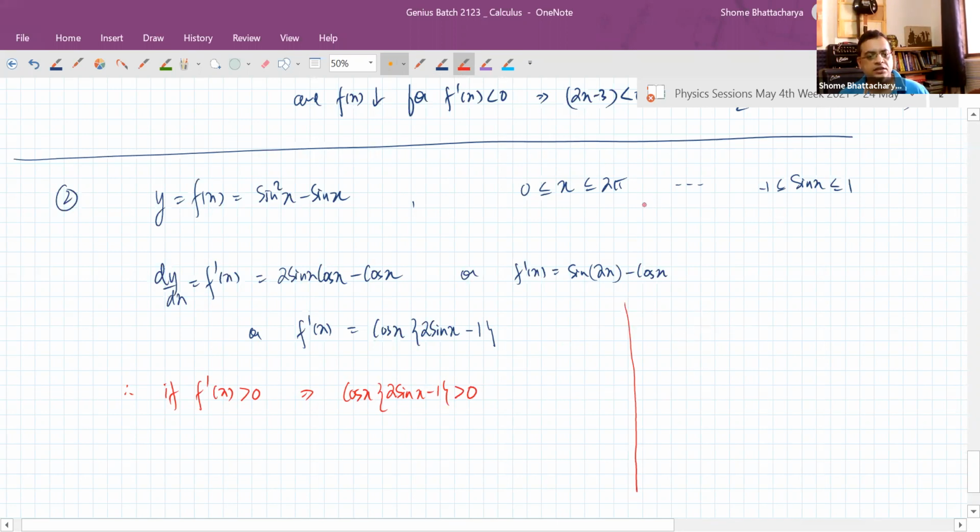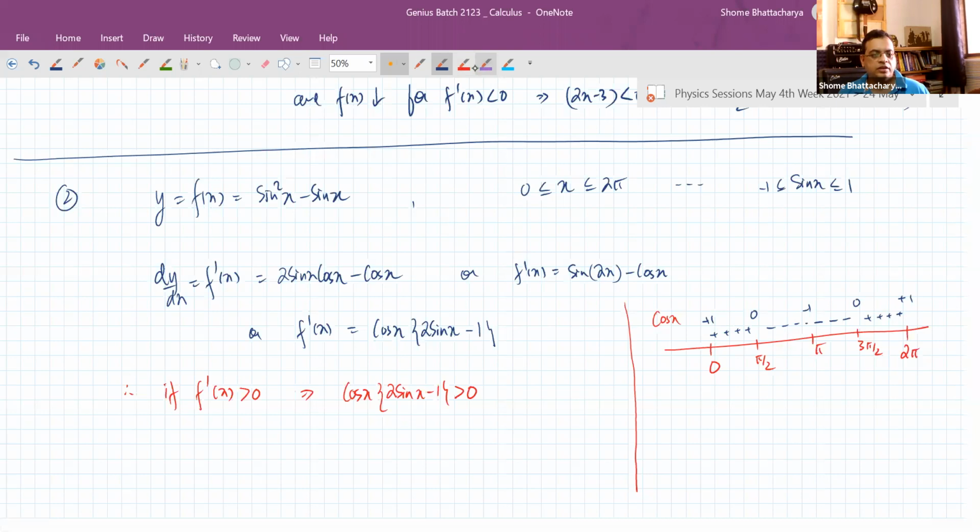So cos x is varying with respect to x in this domain. If you look at cos x from 0 to 2 pi, we know that cos x is what? It is plus 1 here, it is 0 here, it is minus 1 here, it is 0 again here, it is again plus 1. So in between, it has positive values here, then it has negative values all the way here, and again it has positive values. Okay. Now the more tricky one is the second one.